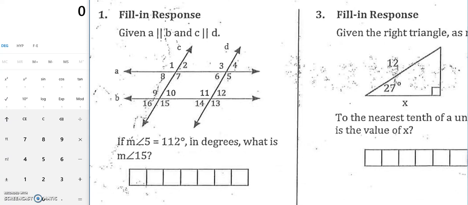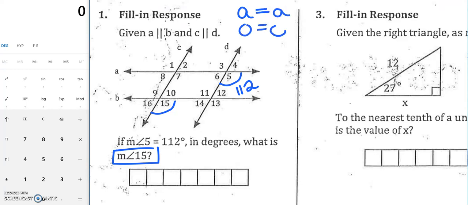So they gave me angle 5, which is 112 degrees. And my goal is to find the measure of angle 15. Now, what I told you about these diagrams that have parallel lines cut by a transversal is that all acute angles are going to have the same measurement. All obtuse angles are going to have the same measurement. And if you have an acute angle and an obtuse angle in a diagram, they're going to add up to 180.